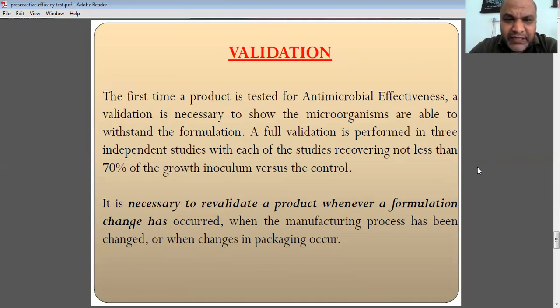Okay, so when the product is tested for antimicrobial effectiveness for the first time, a validation is necessary to show whether the microorganisms are able to withstand the formulation or not. A full validation is performed in 3 independent studies, with each study recovering not less than 70% growth of inoculum versus the control. Now we have to follow here the microbiological test.